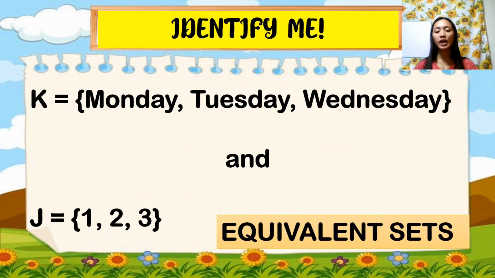Okay, very good. That is equivalent set. Why is that equivalent set? Since these two sets, set K and set J, have an equal number of elements. So that's why it is called an equivalent set.